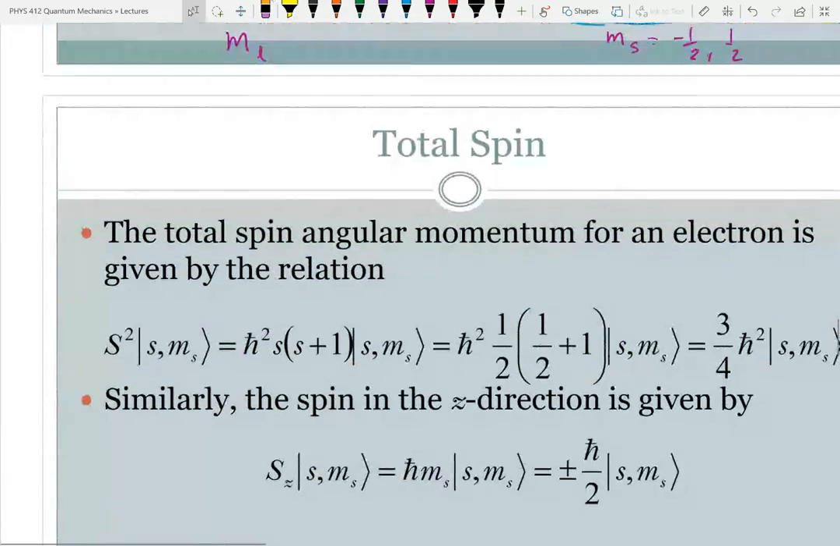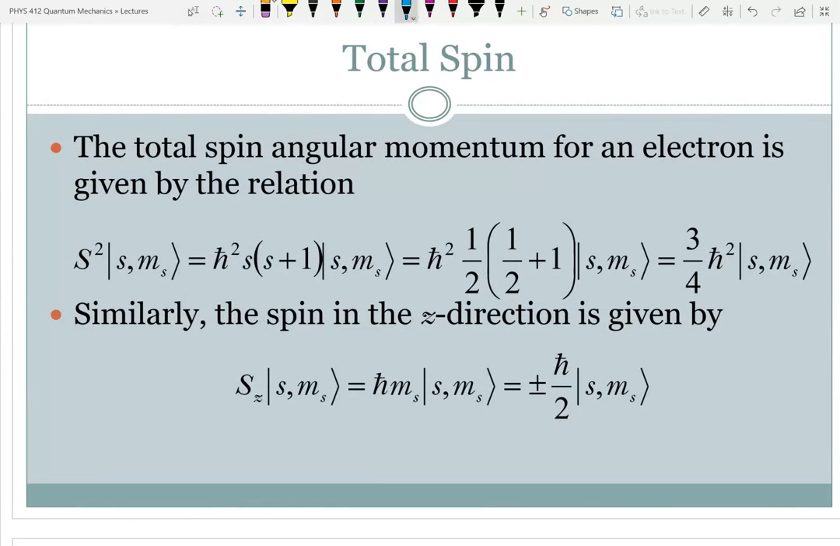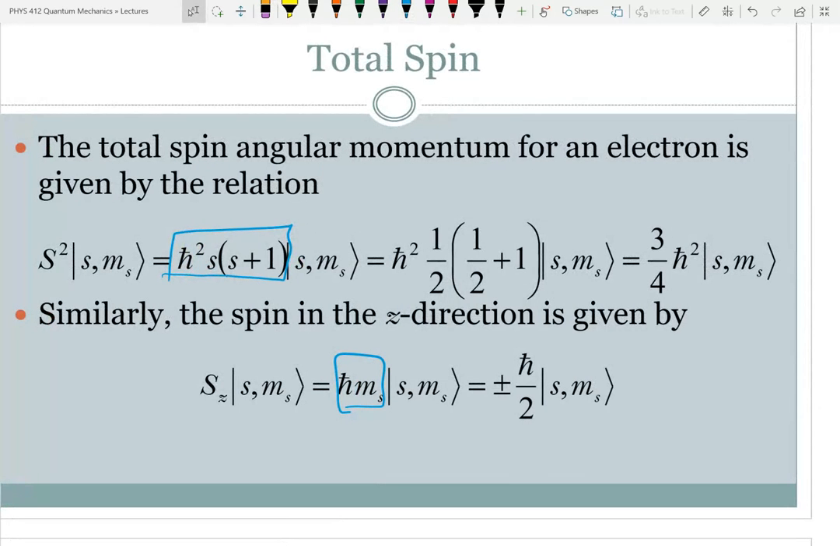Now, here's where I have some rules for us. The S squared value has the same eigenvalue equation, except you're replacing L with S. And the S sub z has the same eigenvalue relation, except you're replacing M sub L with M sub S. So there's nothing new and special there.